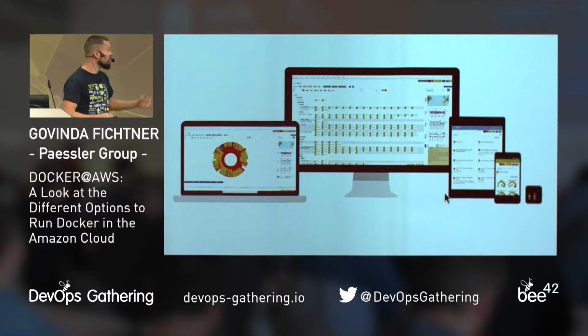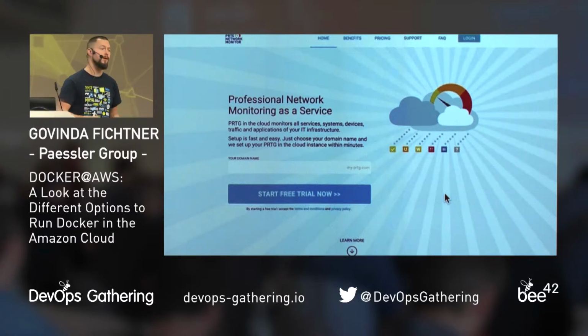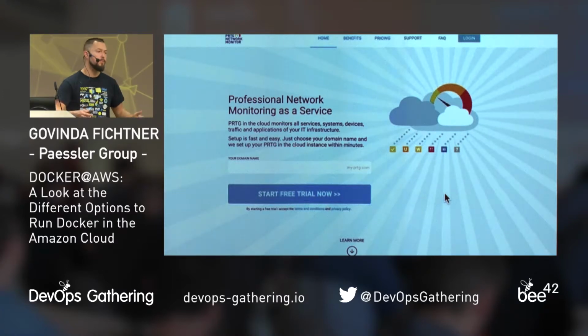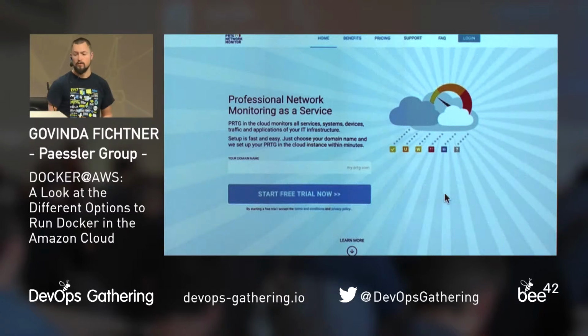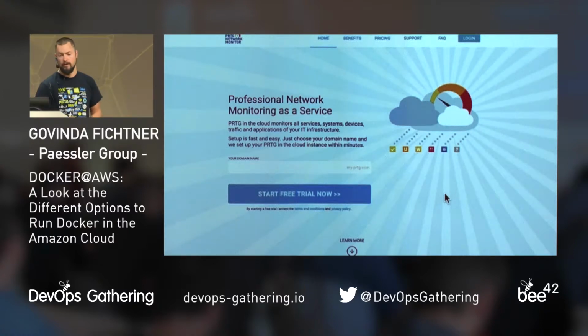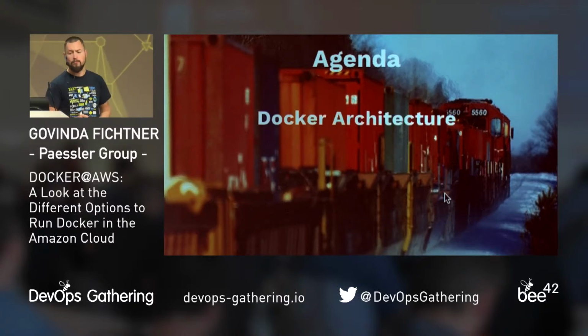That's how PRG looks with different clients, and my team especially is responsible for developing and maintaining a SaaS platform where we provide PRG as a monitoring service to our customers. So they can just sign up for a subscription and then just start working. The back end of this service is built entirely with AWS, and that's why we do a lot of stuff with AWS.